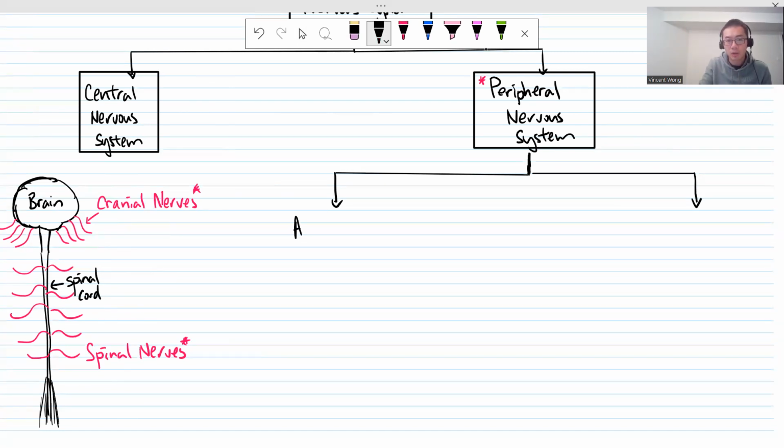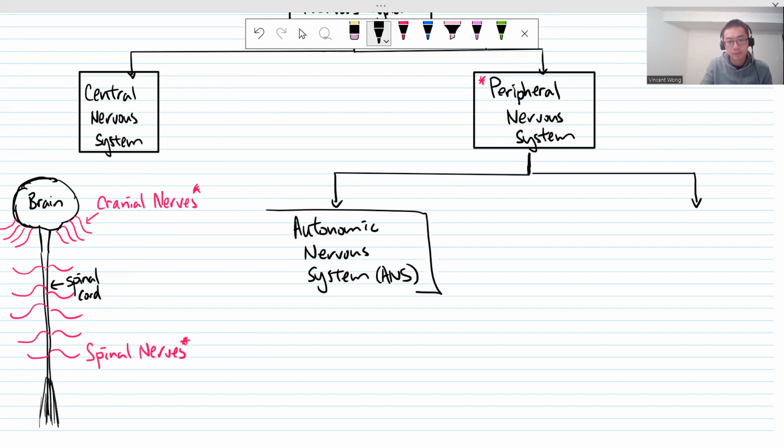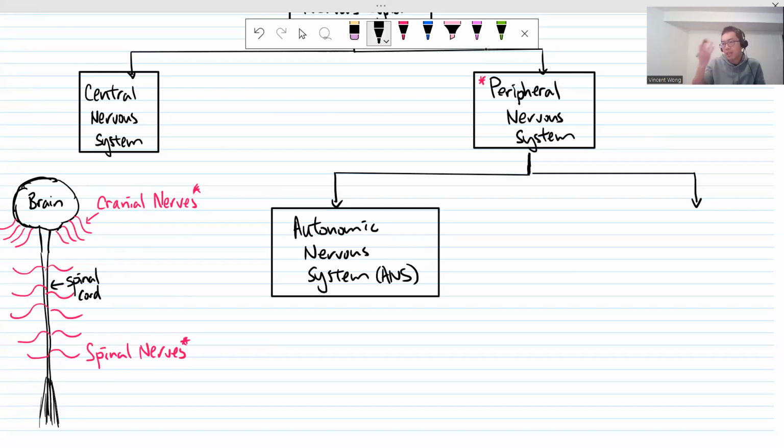We call that the autonomic nervous system, right? Or ANS for short. So this is dedicated for involuntary movement. It's dedicated to many automatic processes that happen in the body, like regulation of your heart rate, your breathing pattern.